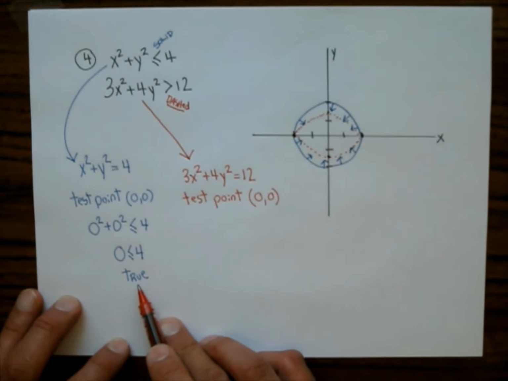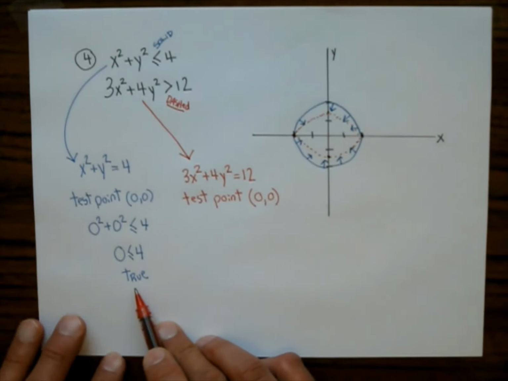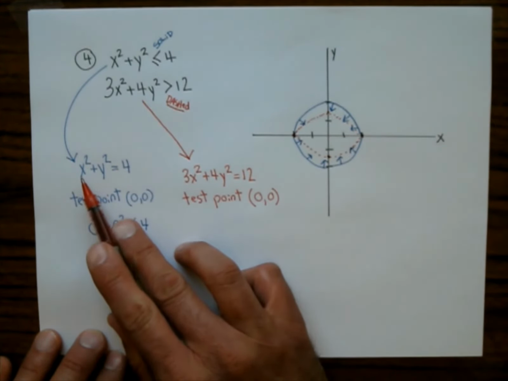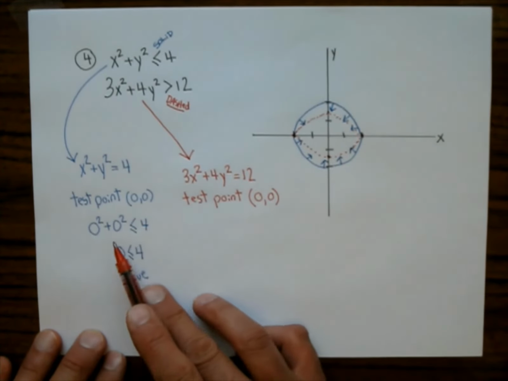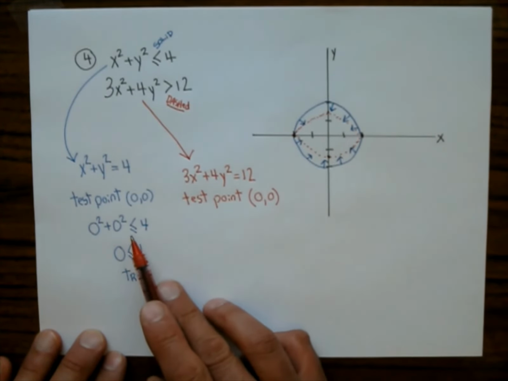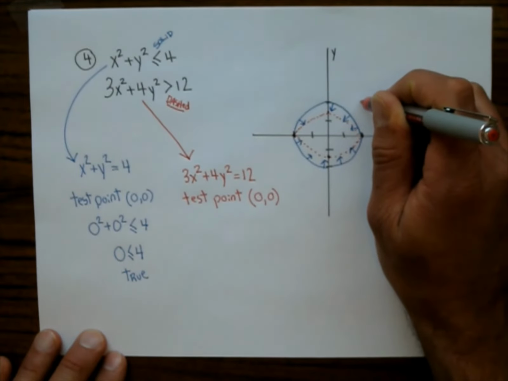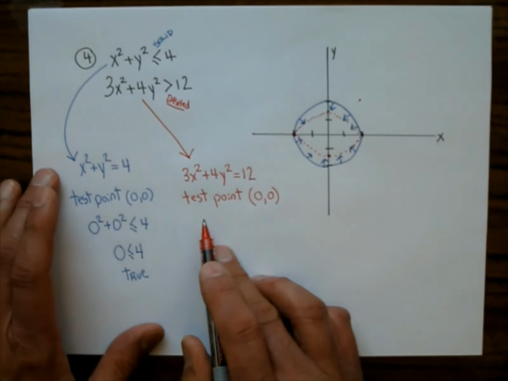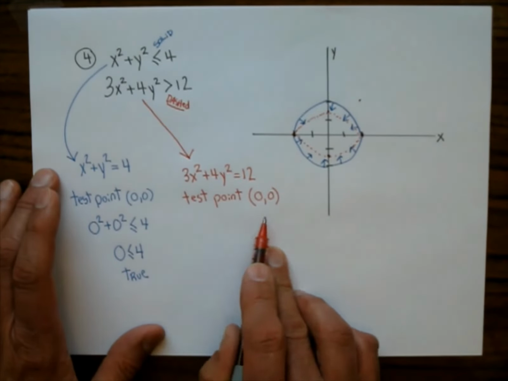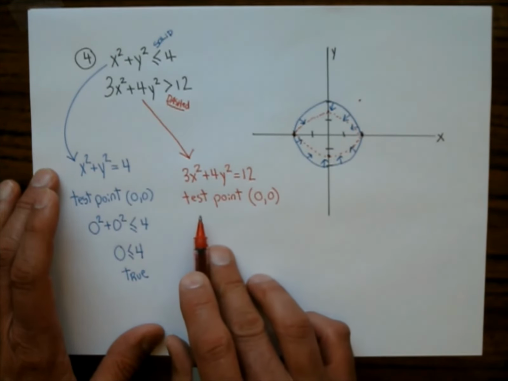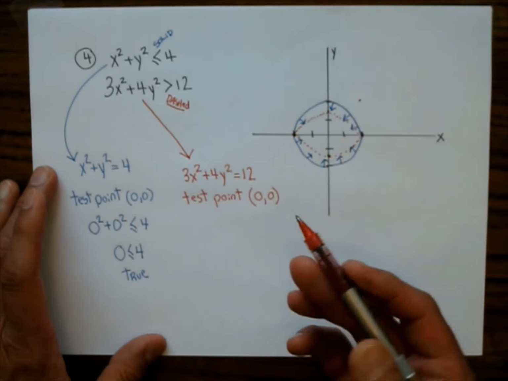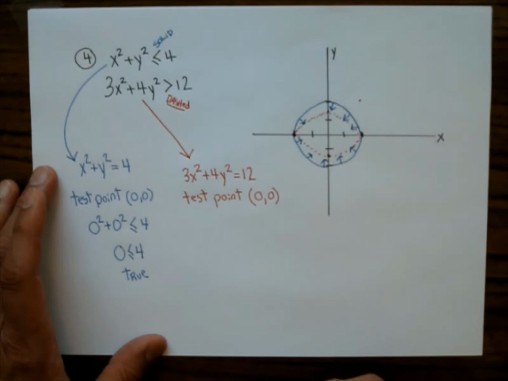Oh, by the way, because I had true on that one, I go ahead and make the shading where it is true. One thing I failed to mention is that if I had picked the point 2, 2 on the circle, I would have ended up getting 4 plus 4 is less than or equal to 4, so 8 is less than or equal to 4. So if I had picked this point for the circle, I would have ended up getting a false. So I pick a test point, and I'm either going to get a true or a false.